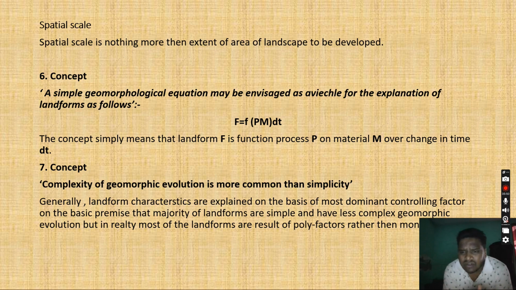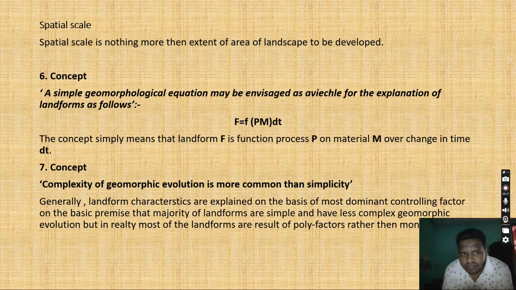Now we have concept number six. What is concept number six? A simple geomorphological equation may be envisaged as a vehicle for explanation of landform as follows. The geomorphological equation is a vehicle for explanation of the landform. We have the equation: capital F is equal to small f (P, M, D, T).